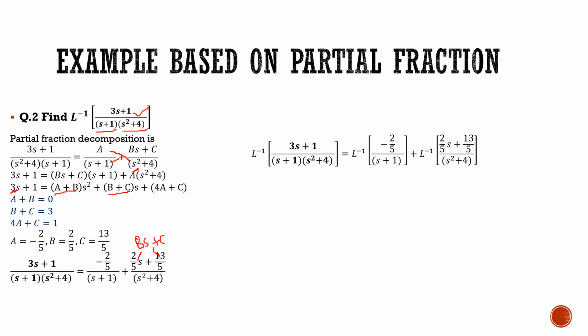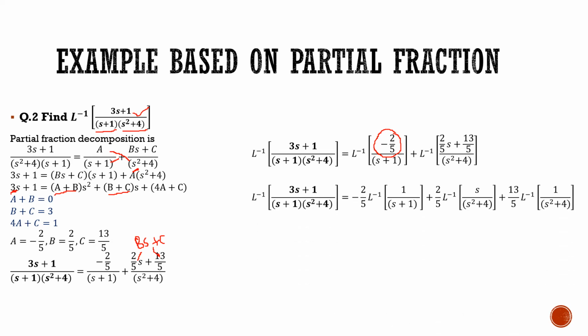So now minus 2 upon 5 is constant, 2 upon 5 is constant, 13 upon 5 is constant. So we just separate this term with the constant. Constant Laplace inverse of variable, constant Laplace inverse plus variable. Here we have s upon s square plus 4 and 13 upon 5 times 1 upon s square plus 4. So we just split into two parts. First is this and second is the 13 upon 5 term.